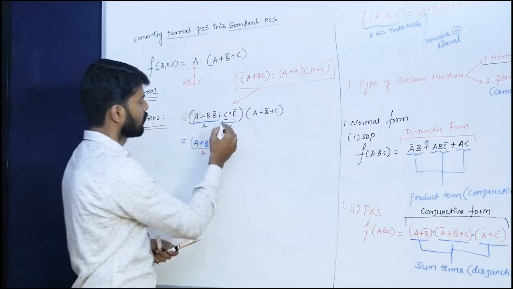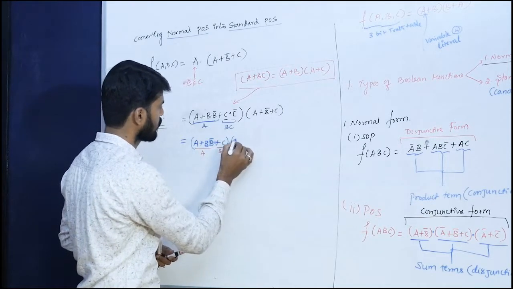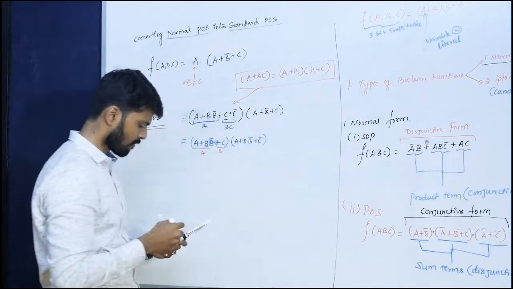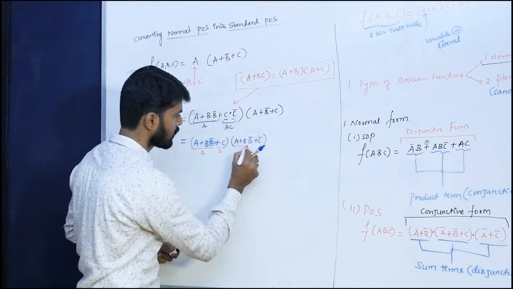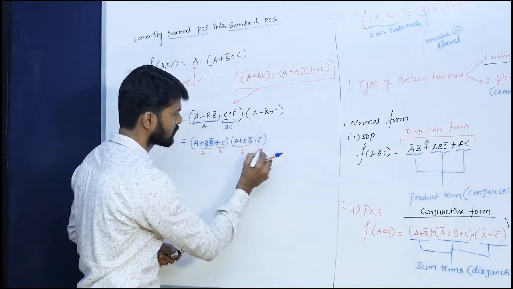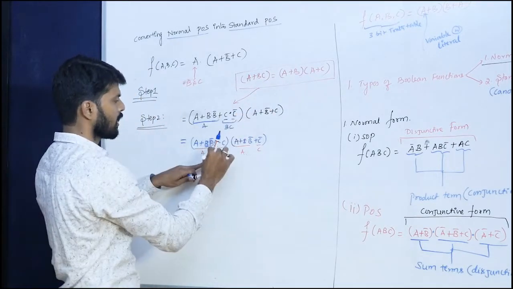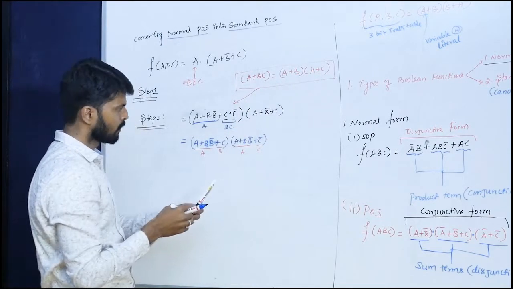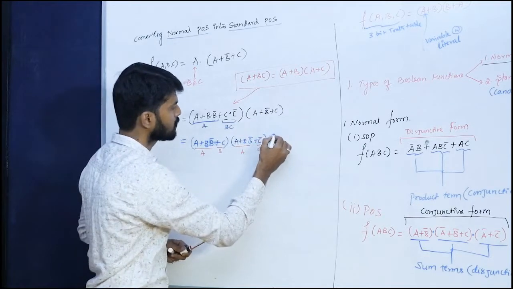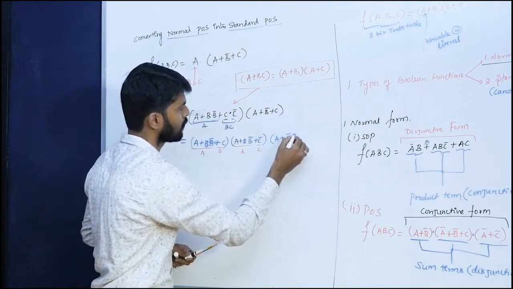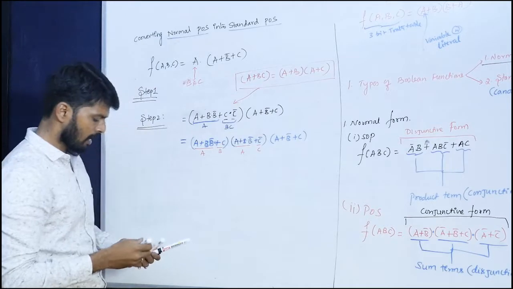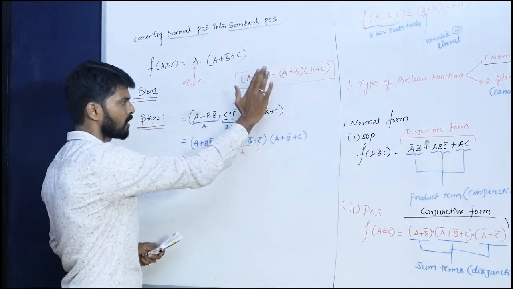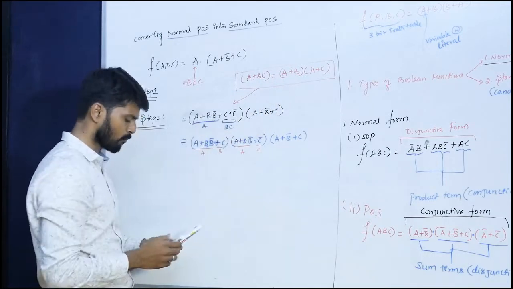Next, again I will take A plus B into B bar plus C bar. Now this complete indicates A and this indicates C. So A plus B I did here and this is A plus C I did here. Now the remaining term is A plus B bar plus C. Once again I will apply the same Boolean algebra for further reduction.